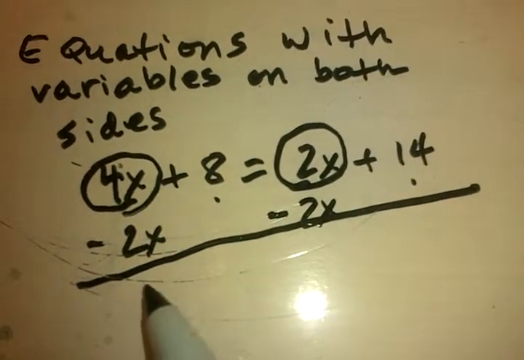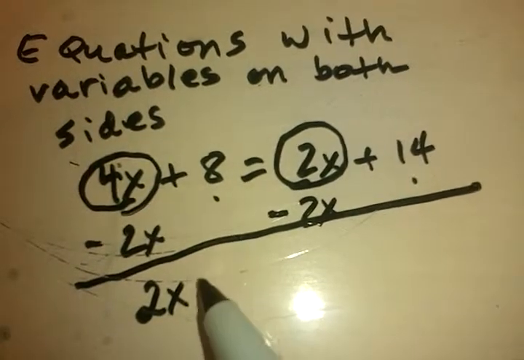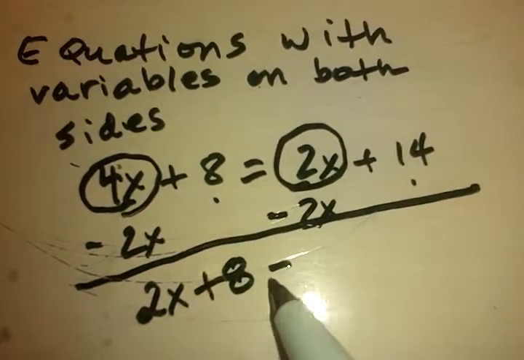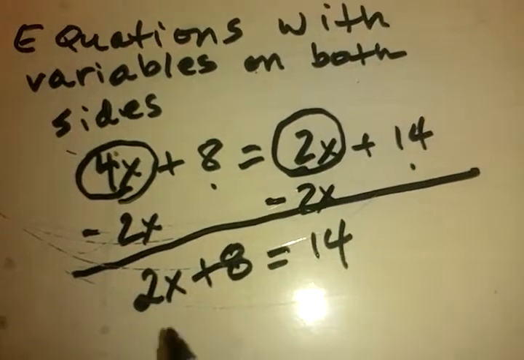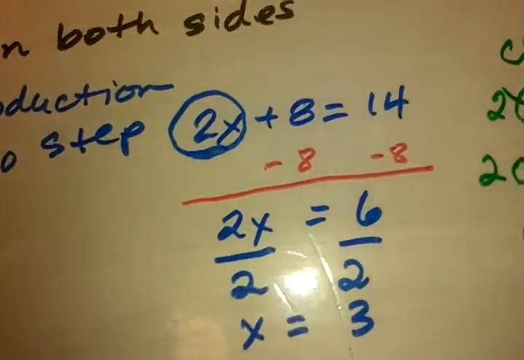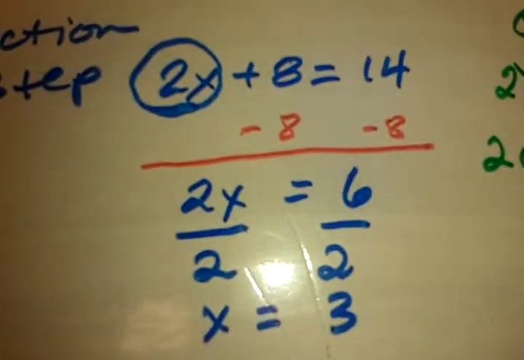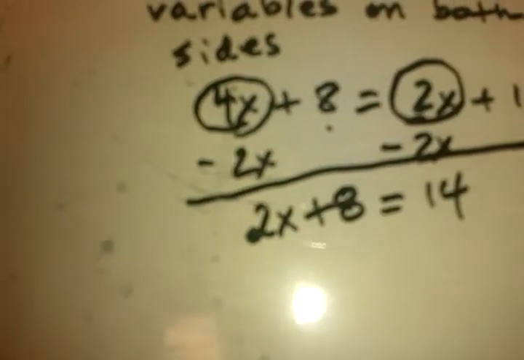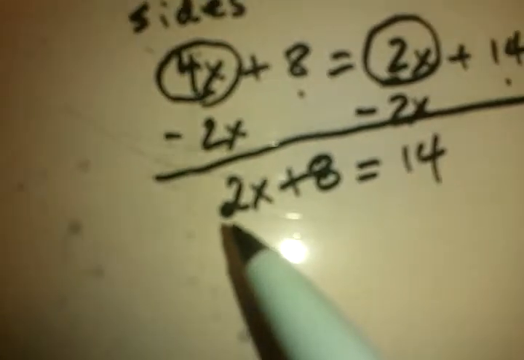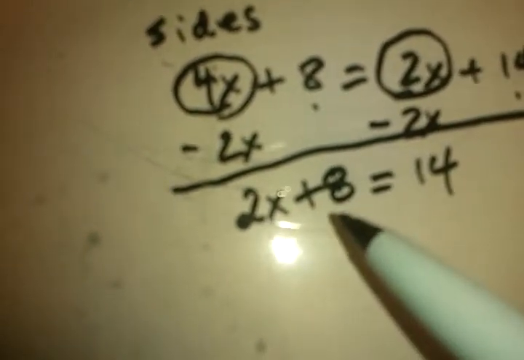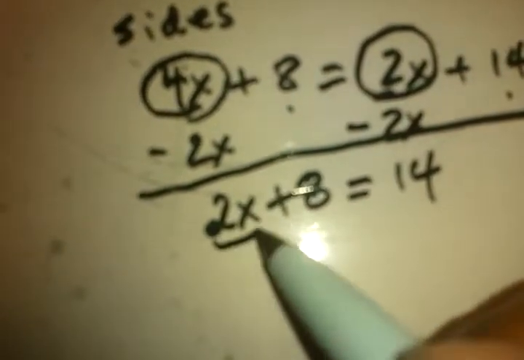4x minus 2x is going to give us 2x. We're going to end up with the plus 8. And that's going to be equal to the 14. Hey, look at that. Doesn't that look like the original problem solved? It does. You'll now solve it the same. 2x is now our variable term. So we're going to subtract 8 from both sides.